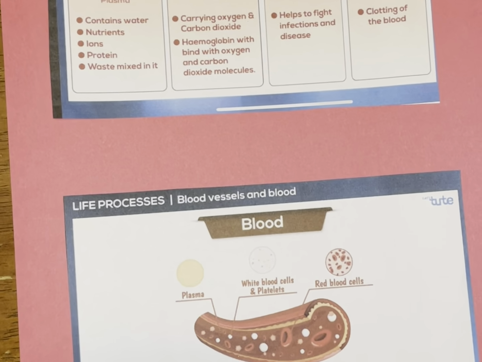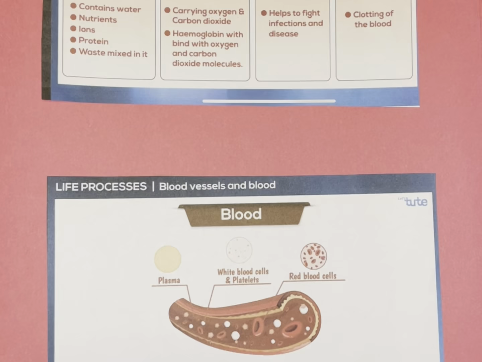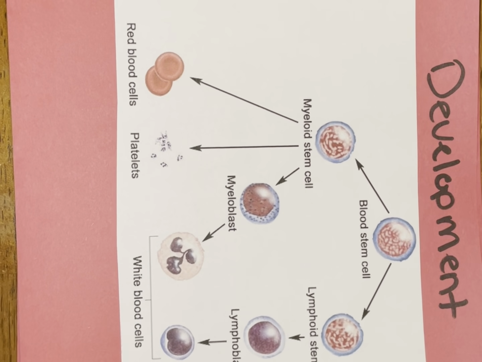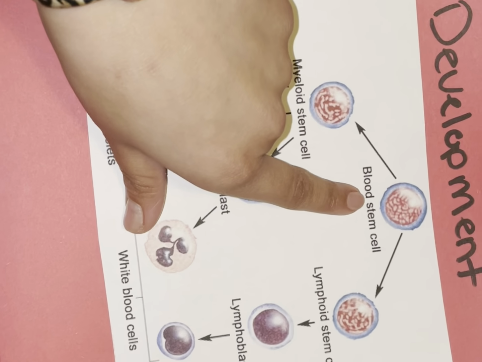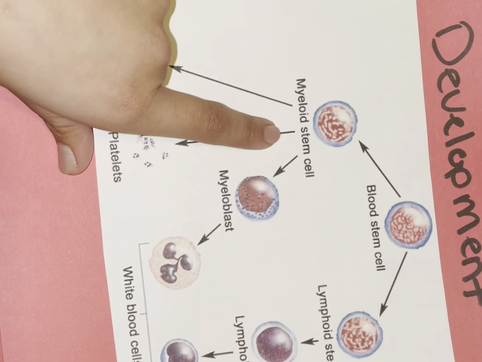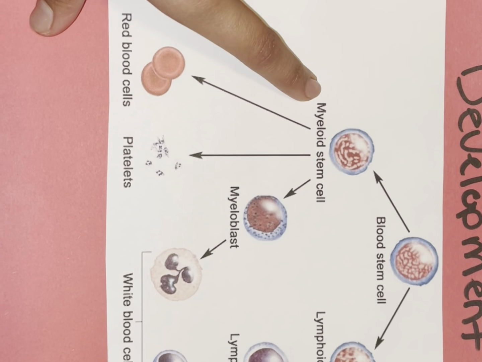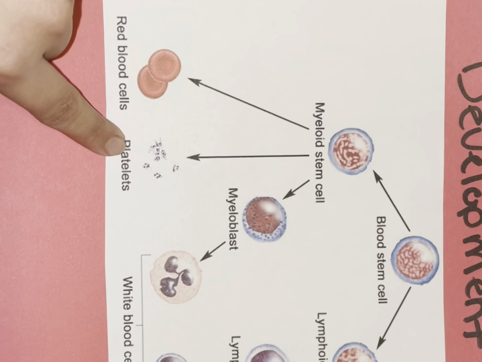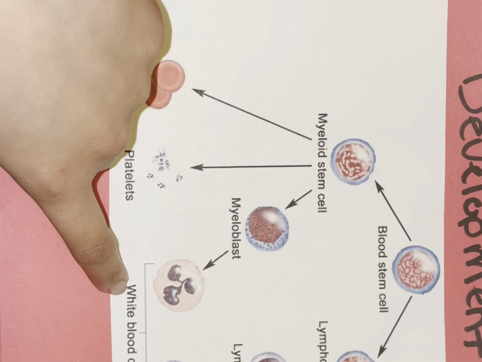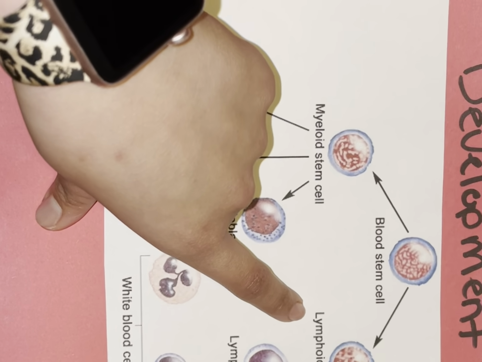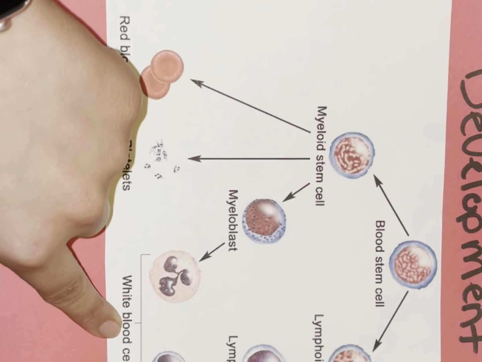Crazy fact, we haven't figured out how to reproduce, synthesize, or imitate blood. This next picture shows the development of cells in our body. So to start, we have a blood stem cell that comes down to a myeloid stem cell, as well as a lymphoid stem cell. We then come down to red blood cells, platelets, and a myeloblast, which also comes down to white blood cells. From the lymphoid stem cell, we have a lymphoblast, and that comes down to white blood cells again.